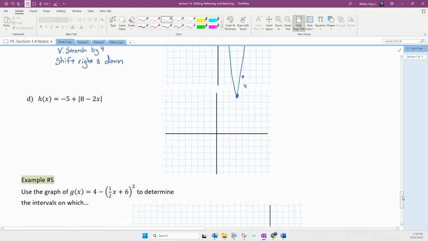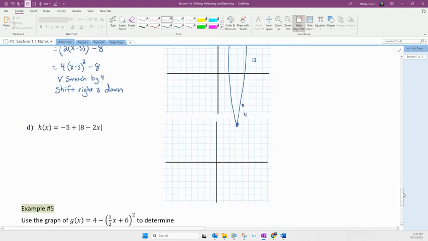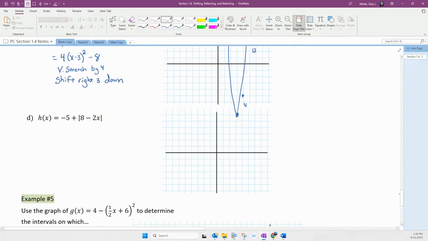All right. Oh my gosh, we're still not done. Here we go. Absolute value graph.